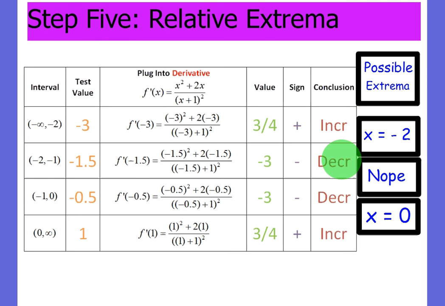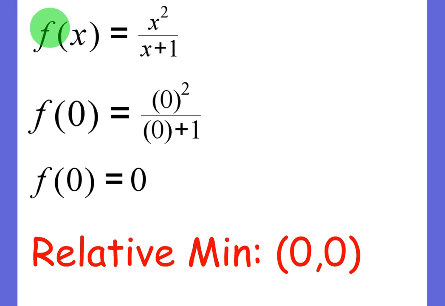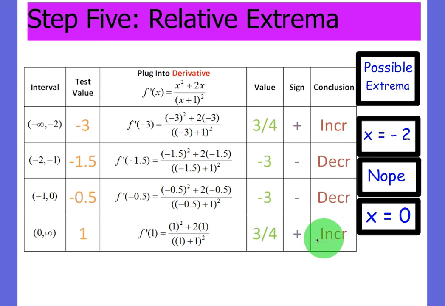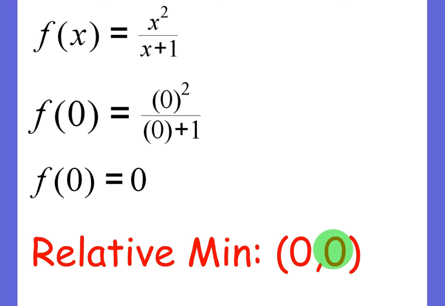However, when we plug in 0 back into the original, we get 0 over 0. That's also a point, but it's going to be a relative minimum because it went from decreasing to increasing. So both of those worked out. This one's the relative max, this one's the relative min. It's going to be very helpful when sketching a graph because that's going to tell us where it changes direction.